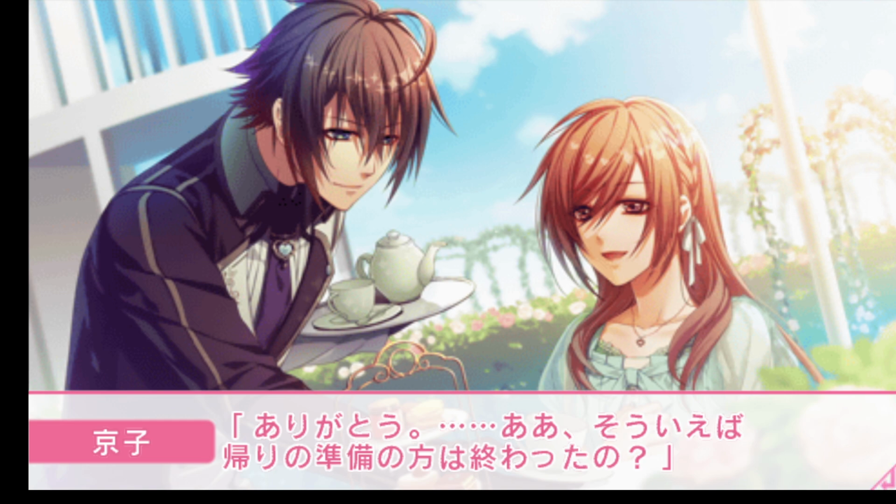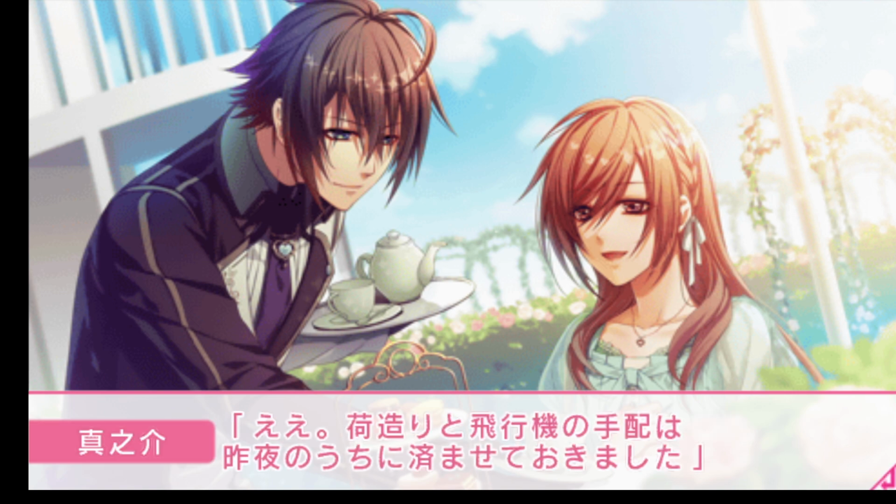Next. 荷造りと飛行機の手配は昨夜のうちに済ませておきました。 No way I can understand that. I can read these parts, and this means hand. But I don't know what it is in Japanese. And then I can read this, but I don't know what that means. Not even a gist of it.